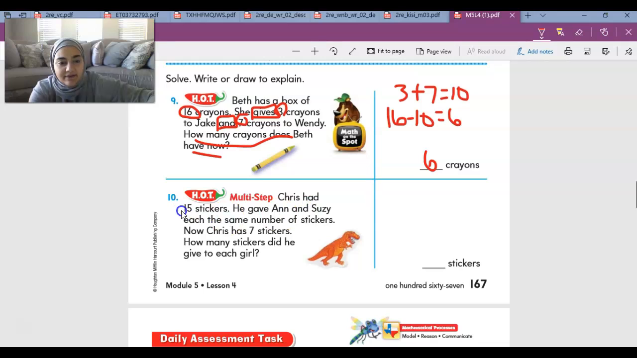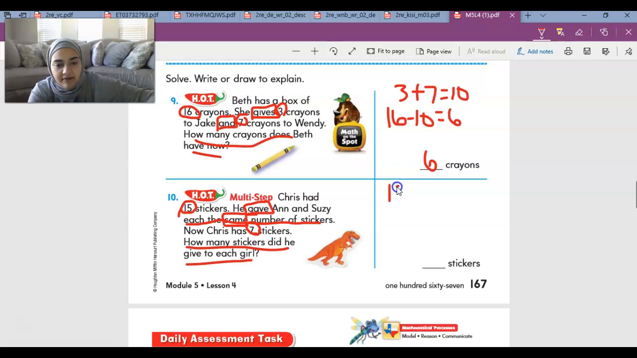Chris had 15 stickers. He gave Anne and Susie each the same number of stickers. Did it tell us how many he gave them? No. Box gave. It just says he gave them the same number. Those are keywords. Now Chris has 7 stickers. How many stickers did he give each girl?